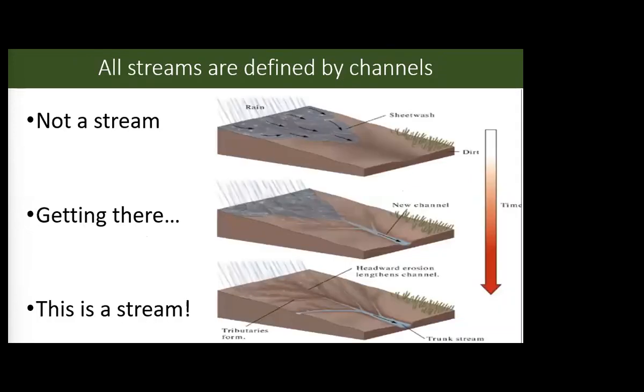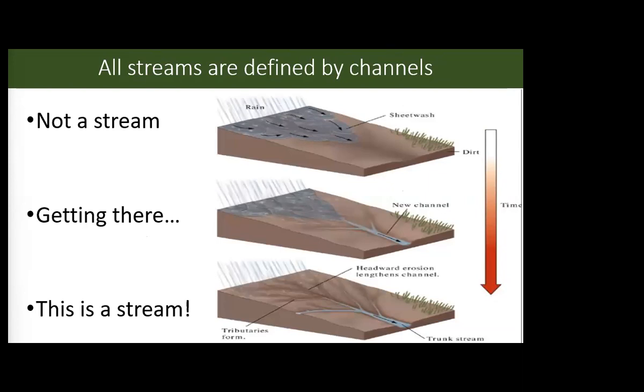So this is basically the evolution of a stream. At the top, we just have what's known as sheet wash. Sheet wash is what you see out on the street today. All of that water just kind of moving along the surface, no defined channel at all. It's just flowing on top of a surface.